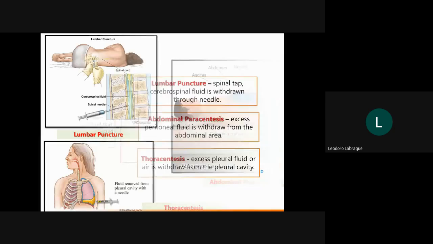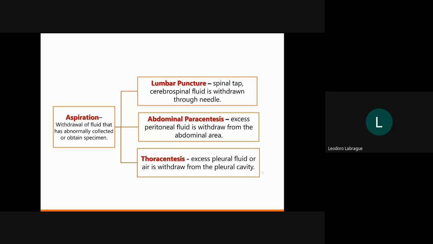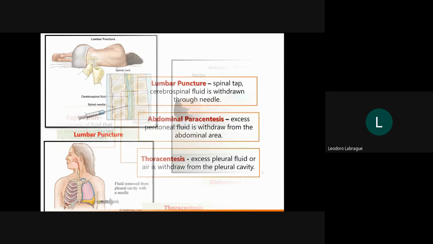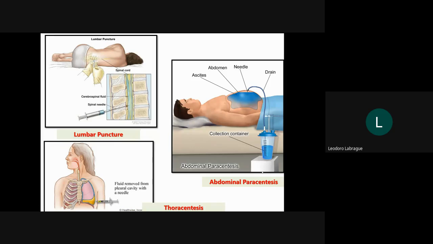Okay, we also have the last one, thoracentesis. Abdominal paracentesis, fluid from the peritoneal area. Thoracentesis, from the thorax. Thorax means what? The lungs. Okay? See the thorax? I want you to see the photo here down.